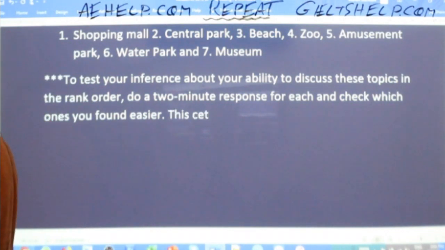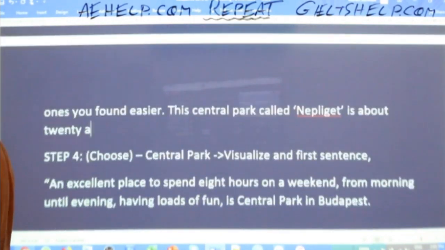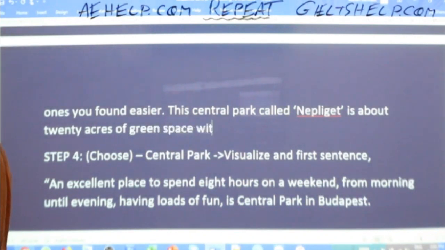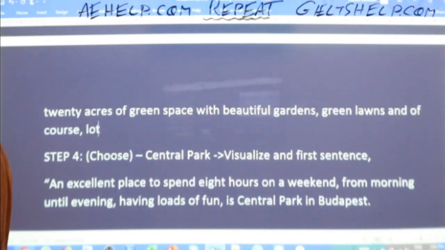This Central Park, called Népliget in Budapest, is about 20 acres of green space with beautiful gardens, green lawns, and of course, lots of large trees.